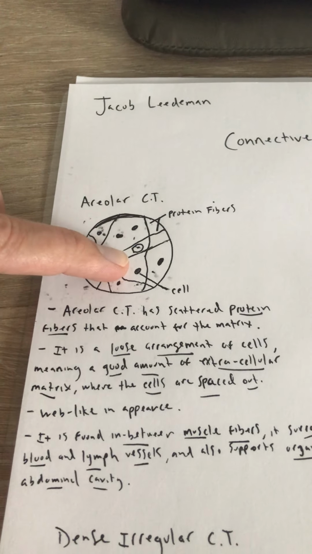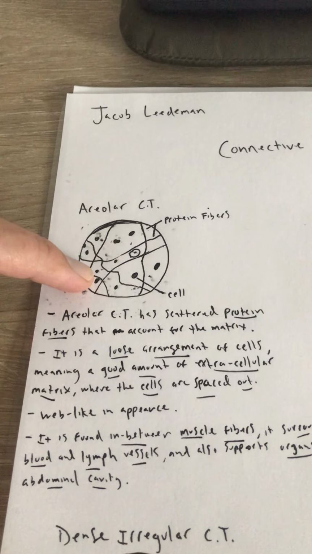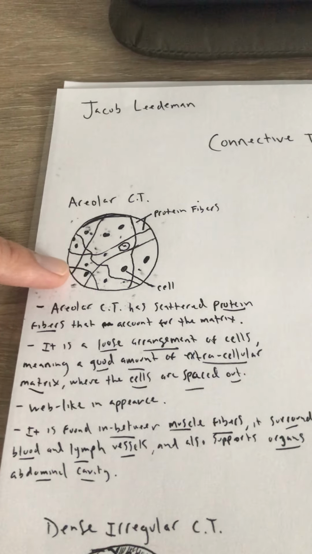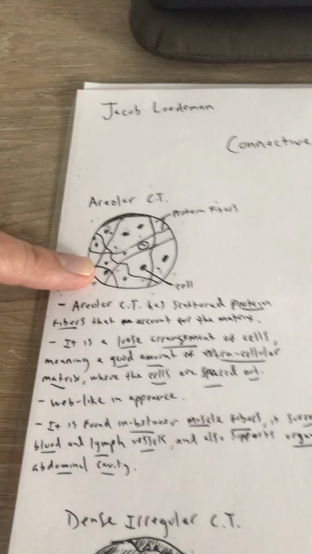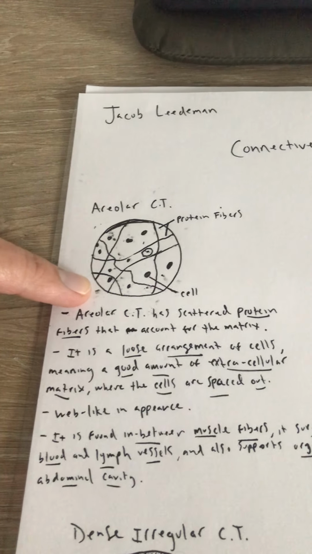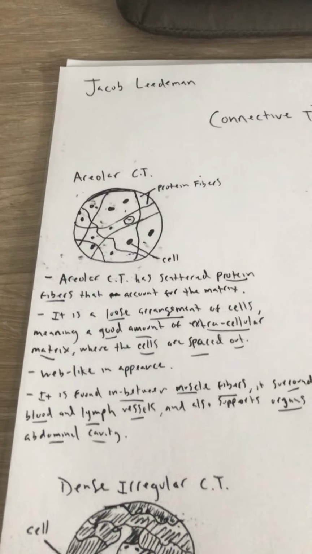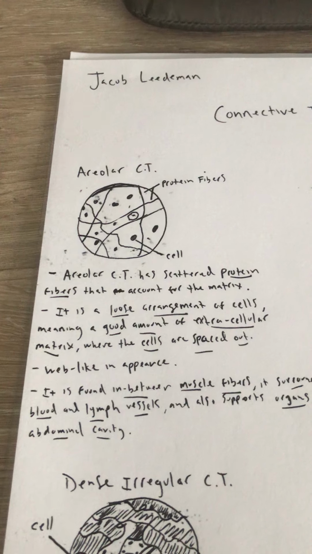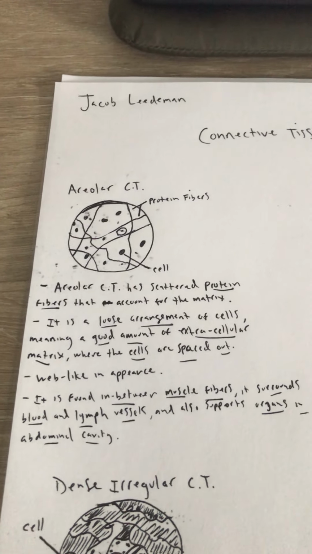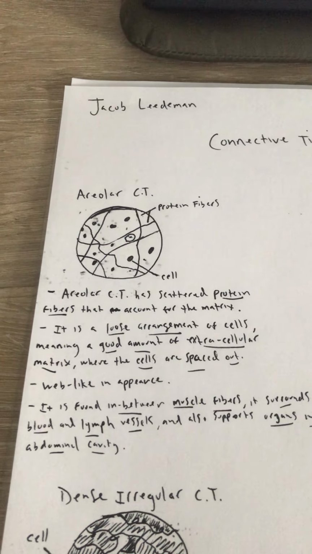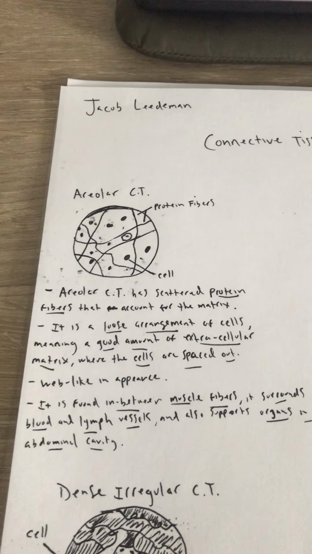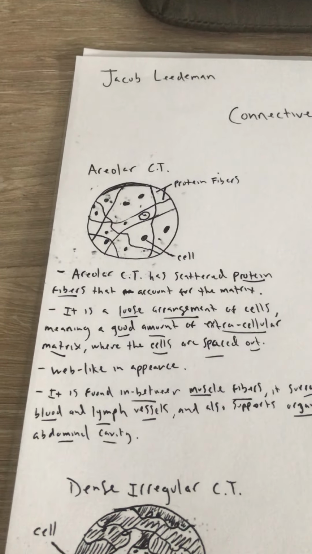They have a lot of different cells in this kind of connective tissue. It is a loose arrangement. This kind of connective tissue can be found in between muscle fibers. It also surrounds blood and lymph vessels, and it also supports organs in the abdominal cavity.